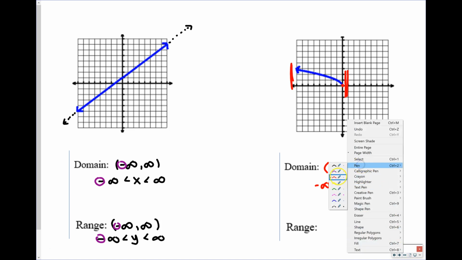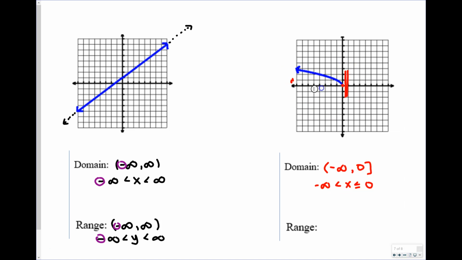Range is very, very similar. For range, you want your lowest point to your highest point. Well, here, your lowest point starts at 0. So our range is going to start at 0 and not end at 0. And then it's going to go to the left, or sorry, it's going to go up because range is up and down. It's going to go up to positive infinity.